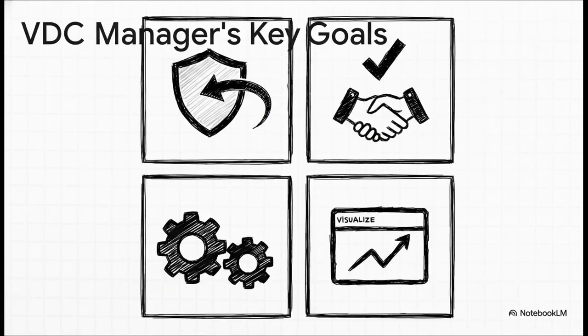At the end of the day, their entire job really boils down to 4 key goals. First, protect the flow of work. Second, help teams make commitments they can actually keep. Third, actively manage the handoffs between all those different teams. And finally, make everything visible. Use data to spot bottlenecks before they turn into a full-blown crisis.